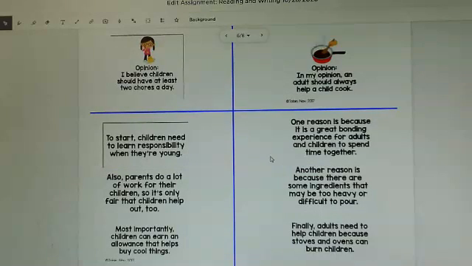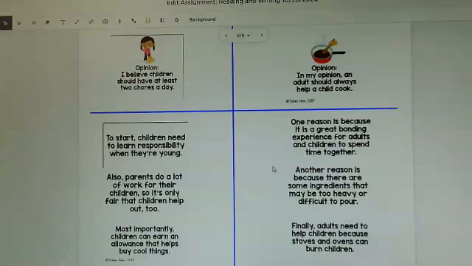In my opinion, an adult should always help a child cook. One reason is because it is a great bonding experience for adults and children to spend time together. Another reason is because there are some ingredients that may be too heavy or difficult to pour. Finally, adults need to help children because stoves and ovens can burn children. Again, all of my reasons support my opinion, and they flow in order. It sounds like they're in the correct order.